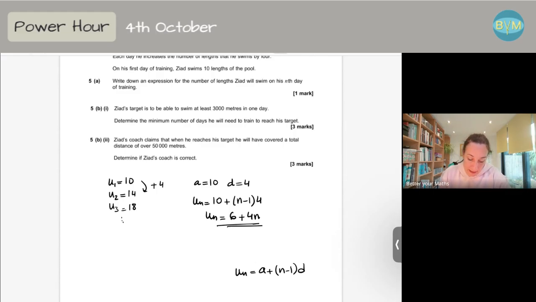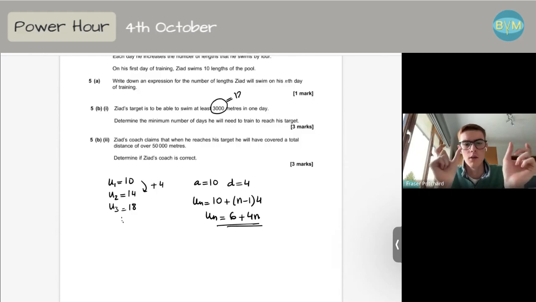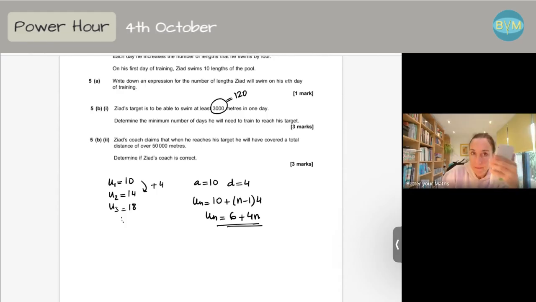Now, Siad's target is to be able to swim at least 3,000 meters in 1 day. Determine the minimum number of days he will need to train to reach this target. How am I going to do that? Would you work out how many lengths he needs to do first, and then set the equation equal, like the un would equal 6 plus 4n, and you'll be able to find out what the nth day is? Exactly. That's what I'm going to do.